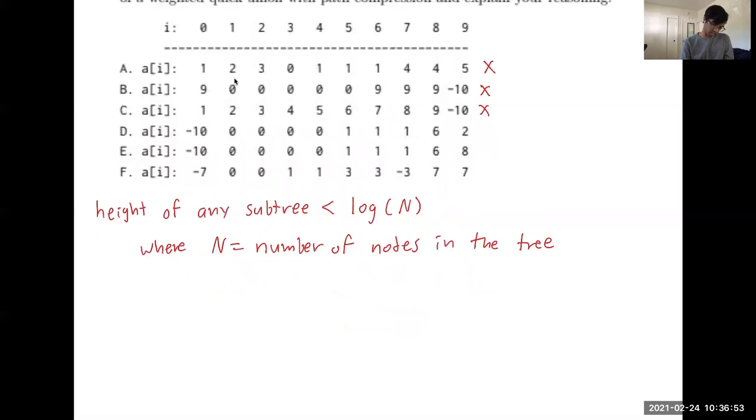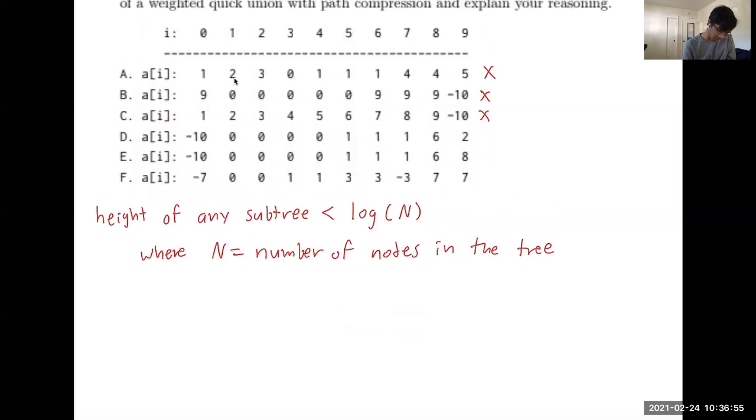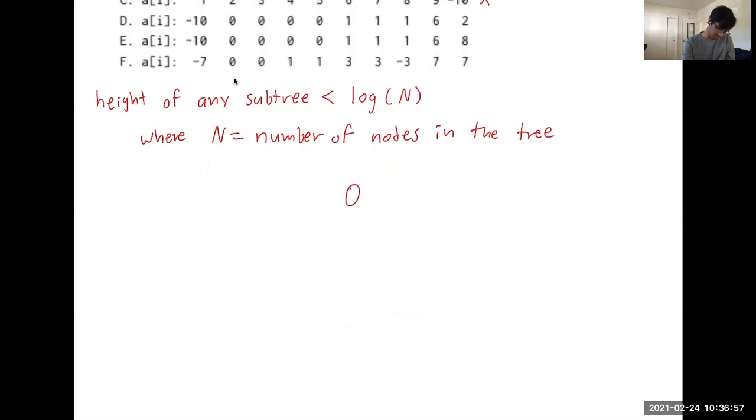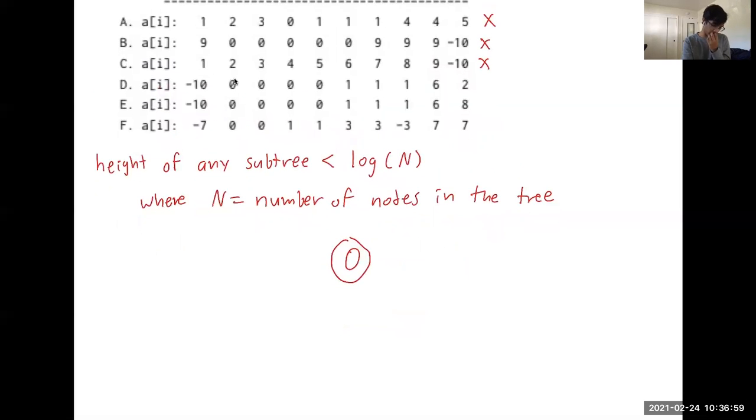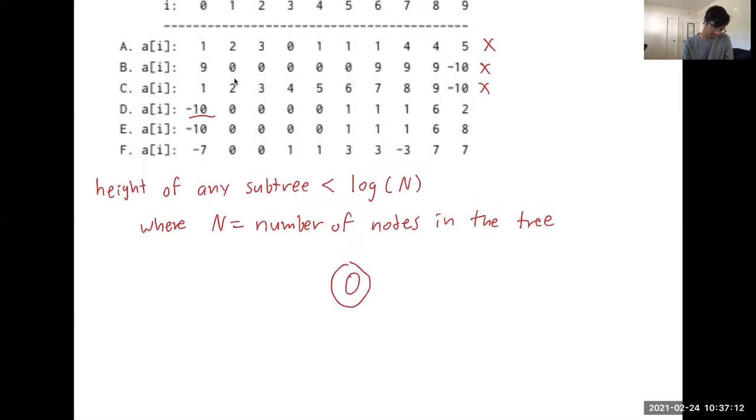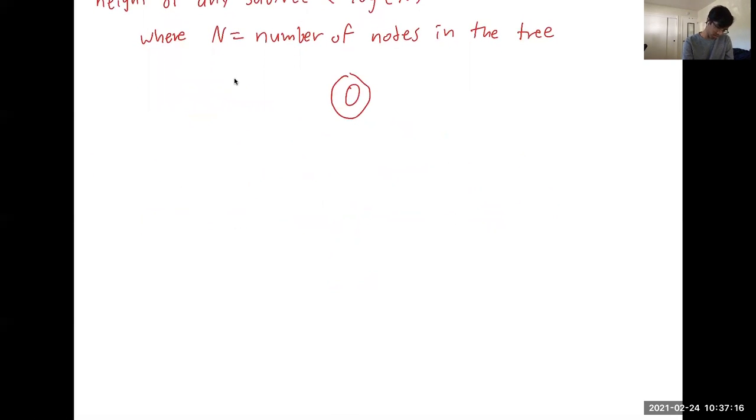Okay, this next one, let's go ahead and draw this out. So we have a root at 0. The negative 10 here is the negative of the size of that tree. So the size of this tree is going to be 10; there are going to be 10 nodes in it. We make that negative to avoid confusion between the size and the actual parent nodes. Now we have 1, 2, 3, and 4, which are all children of 0. So 1, 2, 3, 4.